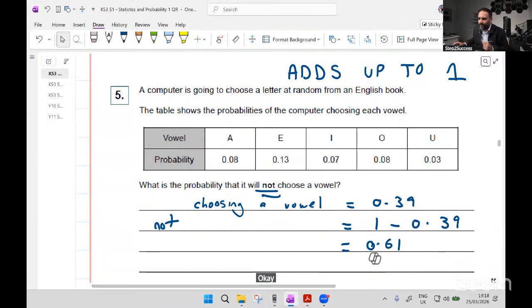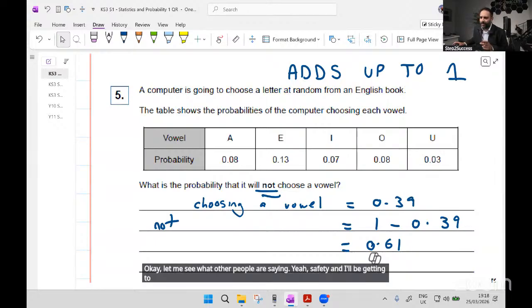Okay, you see what other people are saying. Yeah, 16 and 17. I'll be getting to quite a lot of booklet 1. It's only booklet 1 that has been asked, so most of this will be done.